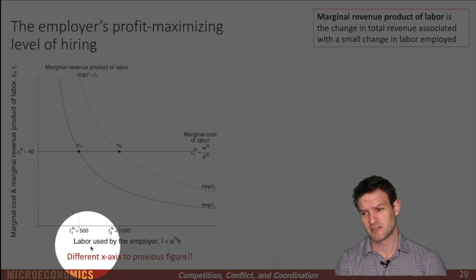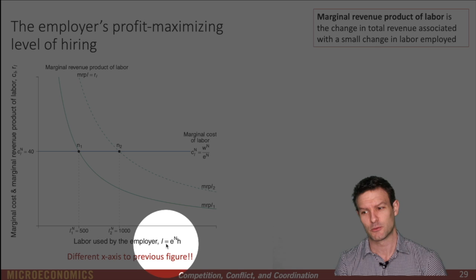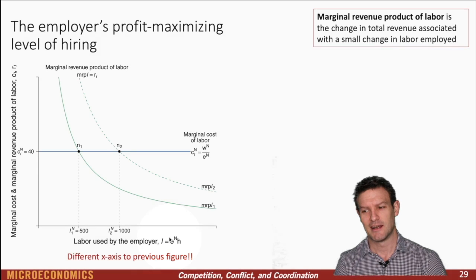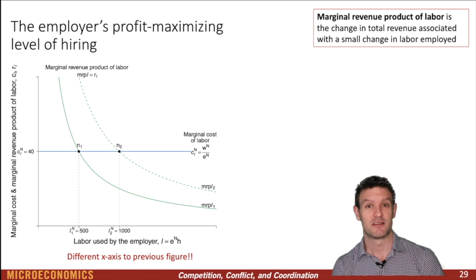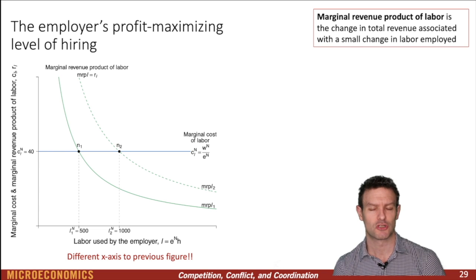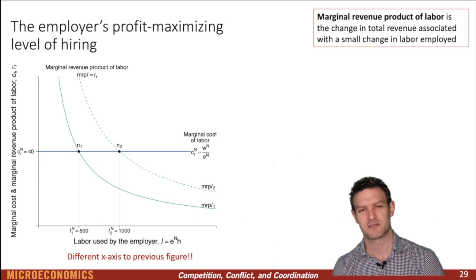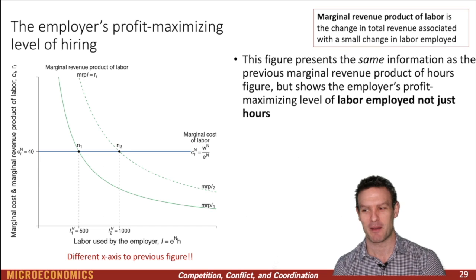Notice what's happened on the x-axis. I've got a different x-axis to the previous figure. I've got labor used by the employer, L equal to En times H, whereas in the previous one it was just the H hired. Okay, whereas previously I also had W as the hourly wage that I would pay, I now have to think about the cost, the marginal cost of labor, as the wage that I'm paying for a unit of effort. That's back to this Solow condition that we mentioned.